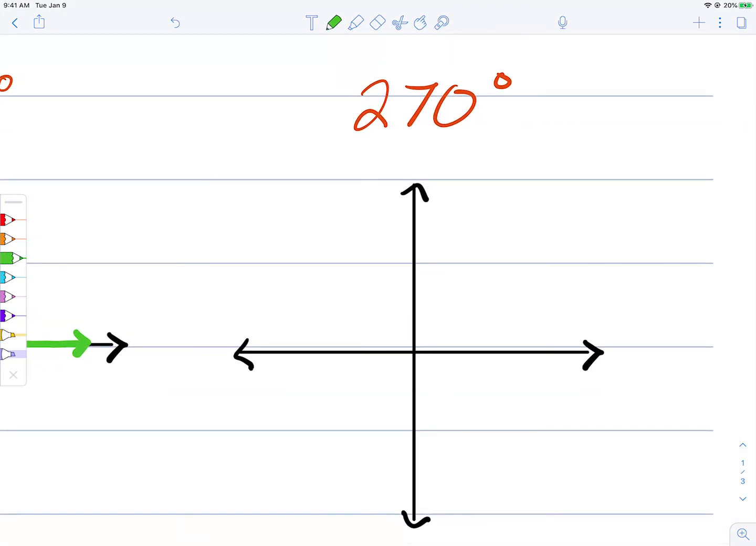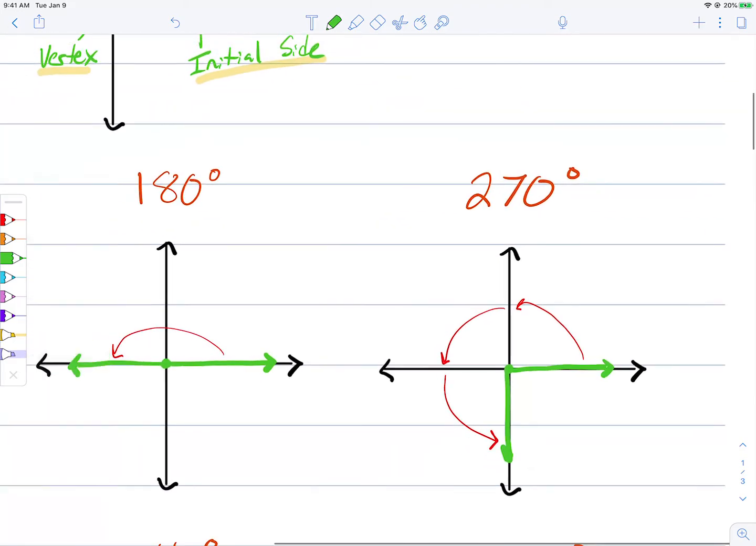270 degrees. Again, the origin is our vertex. Our initial side is right here. Now, if I want to go 90, I'm going to think of it as 90 plus 90 is 180, and then 180 plus another 90 gets us 270 degrees. So for this angle, it looks like we would consider it the smaller one. However, remember, we always want to do the counterclockwise angle. So that is our 270 right there.